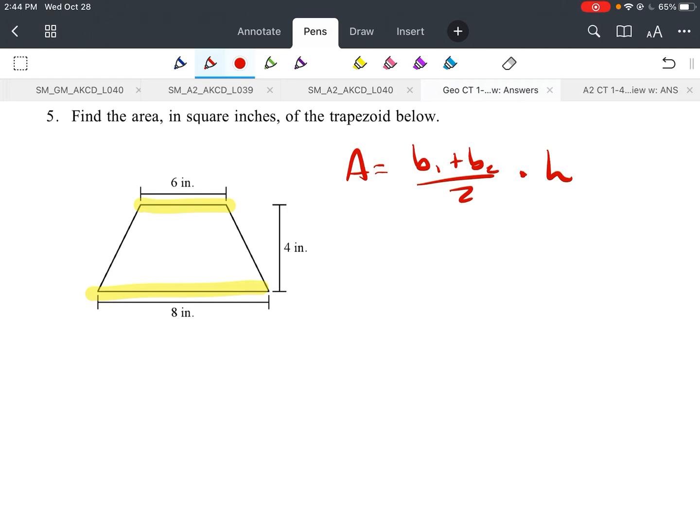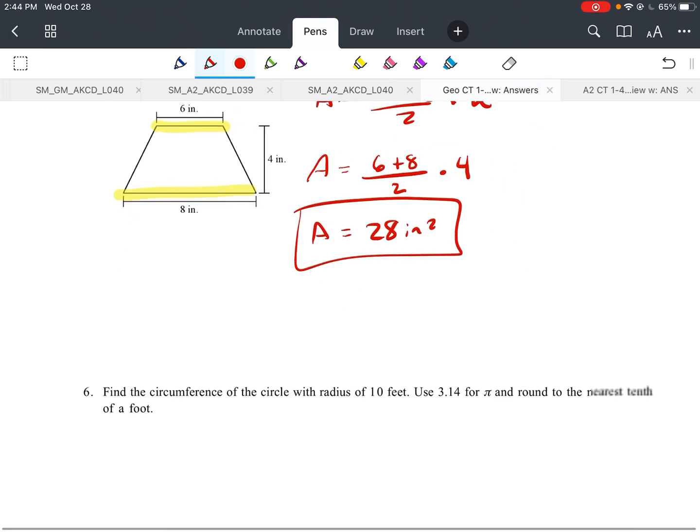All right, so take B1 and B2. They don't give us area, so we'll just leave that as A. This would be 6 plus 8 over 2 times the height, which is 4. So this is 6 plus 8, 14 over 2. So this will be 7 times 4. And you should have had 28 when you multiply all those out. That'd be inches squared.